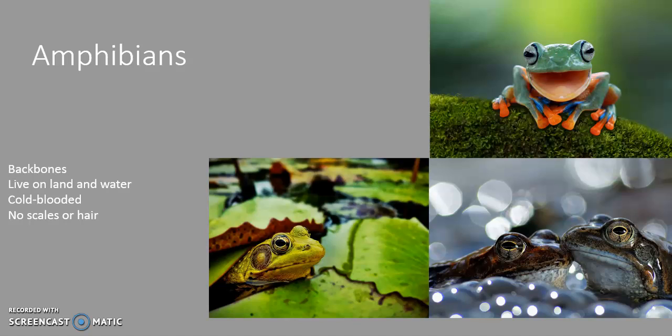All right, and amphibians go from their young, such as a tadpole, needing to use gills to breathe oxygen to having a respiratory ability with lungs or something similar so that they're able to breathe air. All right, so amphibians are a unique class of animals that have backbones, live on water and land, and are cold-blooded with no scales or hair.